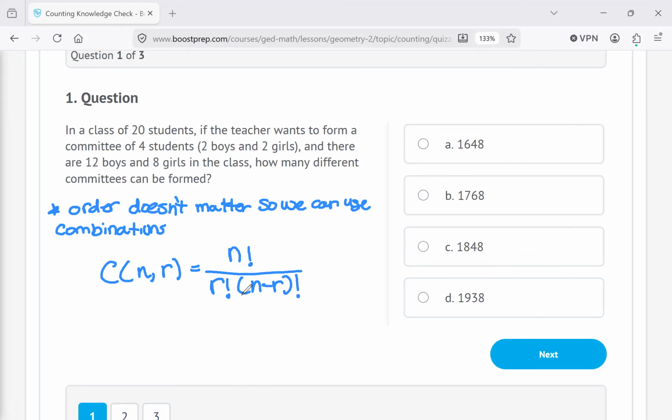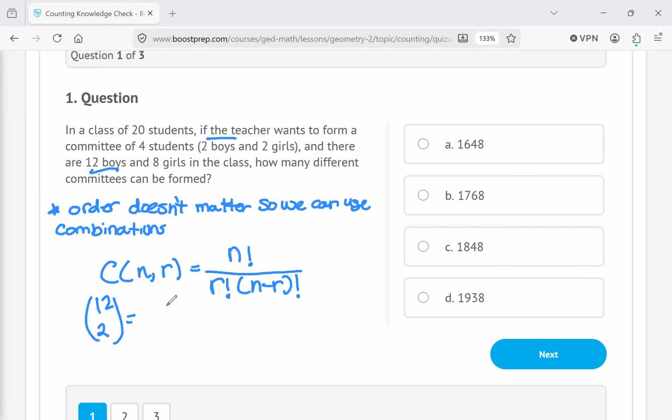I think our n, so they're asking for two boys out of 12. How many different committees can be formed? So there's boys and girls, so let's start with the boys. There's 12 boys, and they want to pick two boys. So that means our n is 12 and our r is 2.